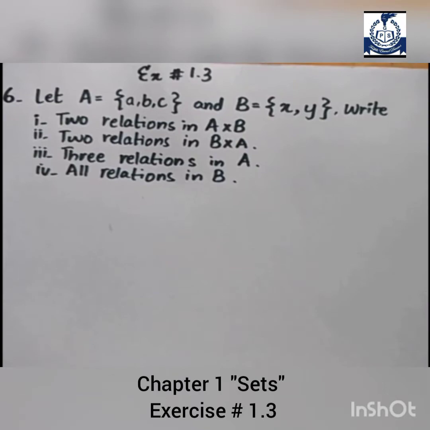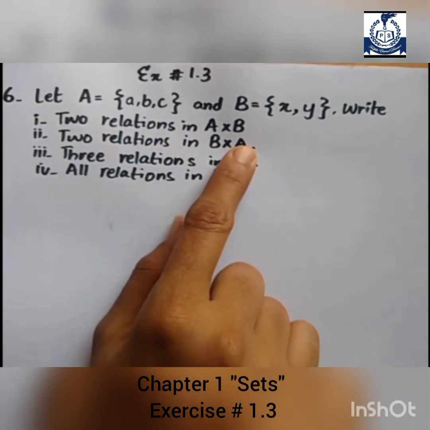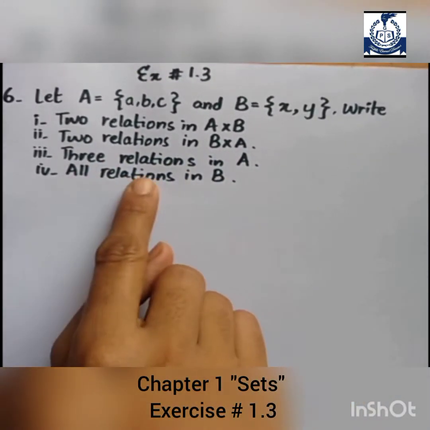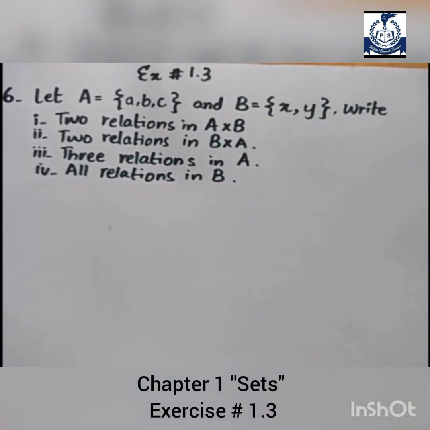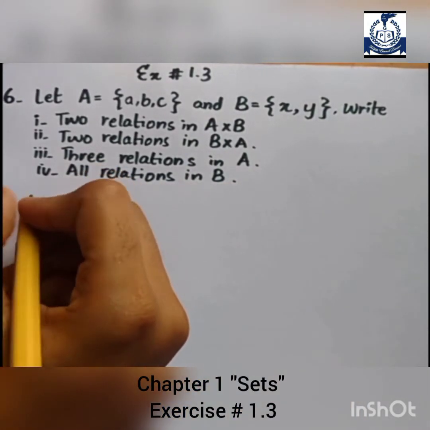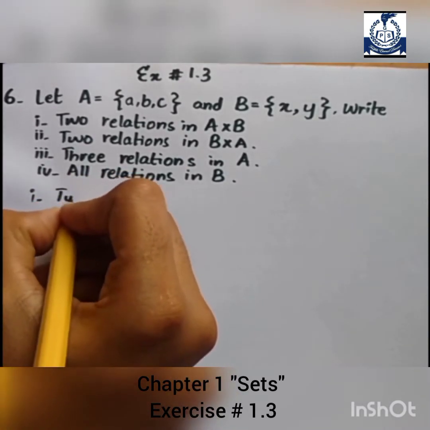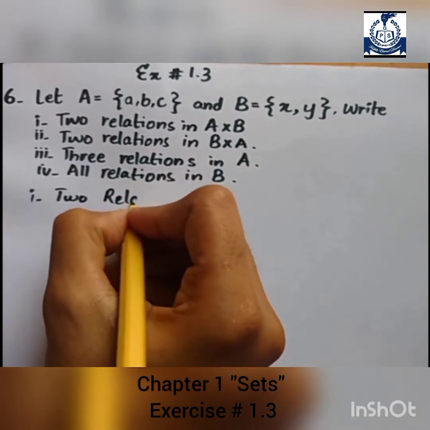Question number 6 is, let A be equal to {a, b, c} and B equal to {x, y, z}. Write two relations in A Cartesian B, two relations in B Cartesian product A, three relations in A or relations in B. So in this question we need to show the relations of A and B. First I take part 1, two relations in A Cartesian B.